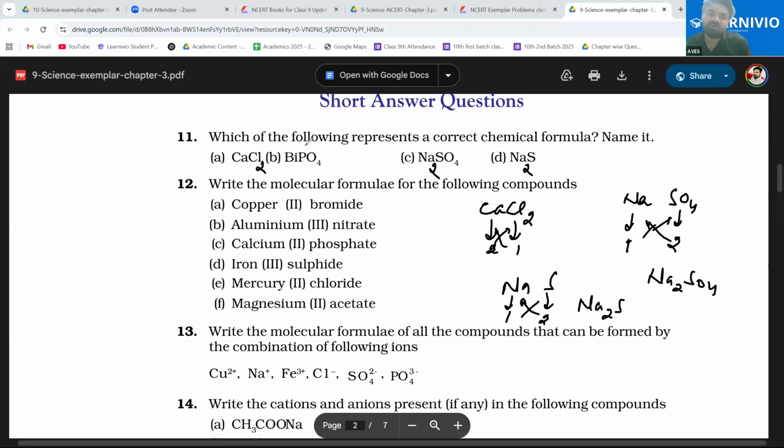For the remaining one, if you don't know the valency of bismuth, you know the valencies of the other three, so you can work it out from that. Otherwise, bismuth has valency 3 and phosphate ion is also 3. You cancel it, and you will get BiPO4. Okay. Have you done question number 12? Still doing? Do it fast.